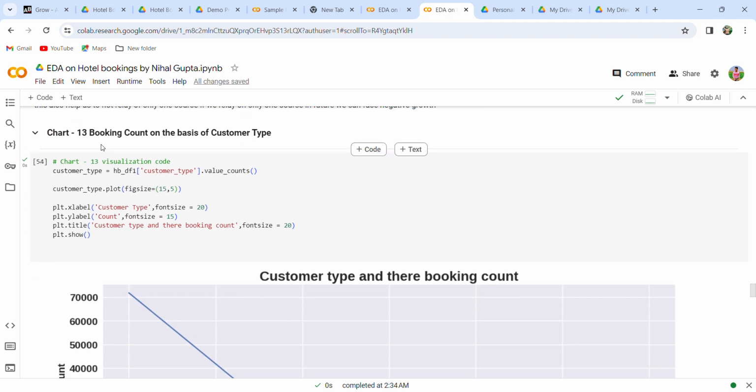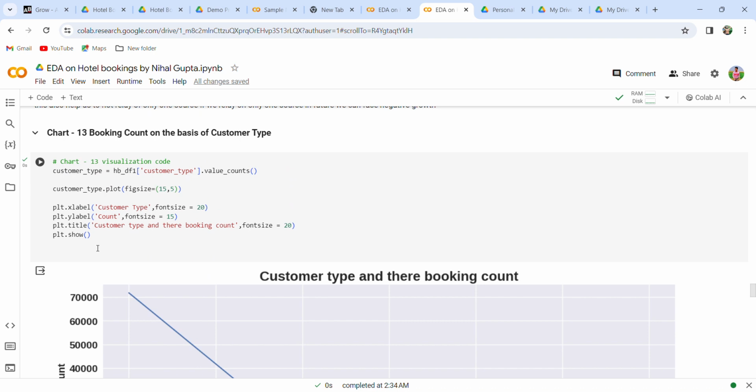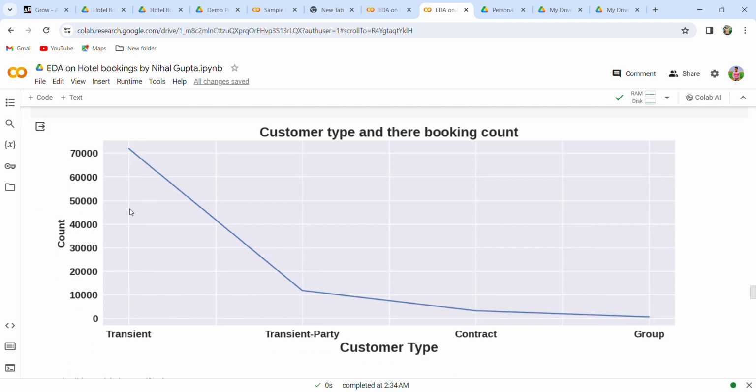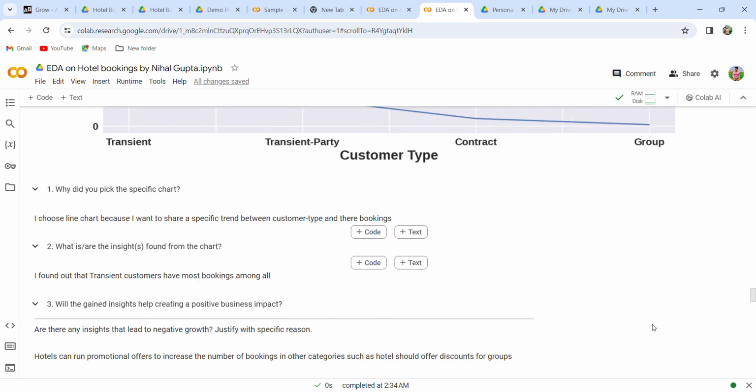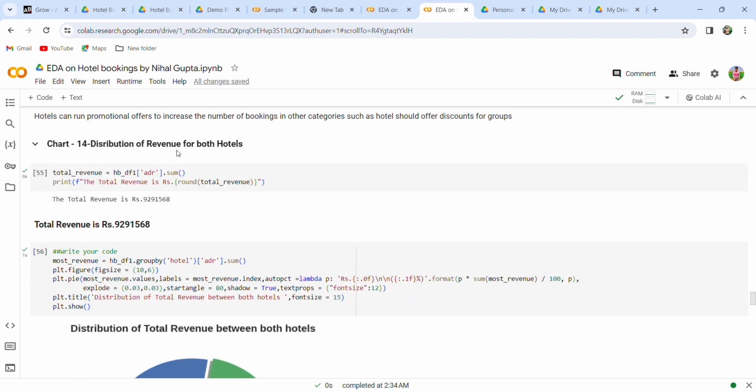Now 13 is booking count on the basis of customer types. Here we are going to see what type of customer makes which types of booking. The customer types are transient, transient-party, contract, group. We can see that most of the bookings are of transient, and this is the line chart. Most bookings are from transient, then transient-party, and the least are from group.